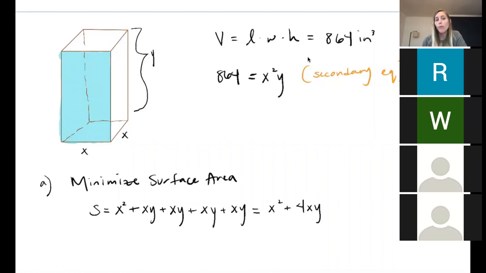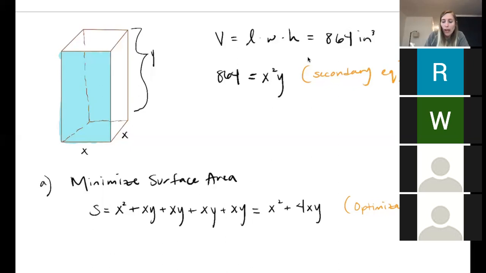Okay, so we would want to take the derivative of our optimization equation, which is the equation for surface area. But we get stuck because surface area is being calculated in terms of x and y, which are different quantities. So we want surface area to be a function of either x or y, but not both. So that's where we can use our secondary equation, which we came up with from the extra information that we had in the problem.